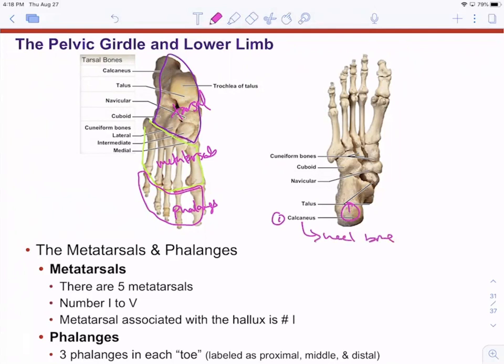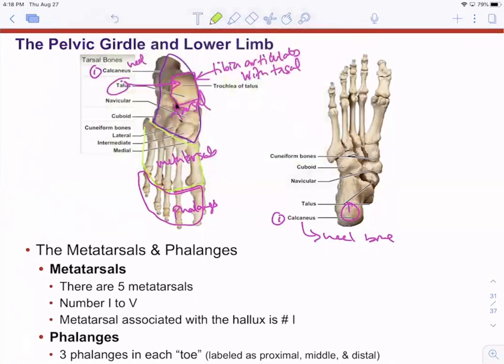And then what sits on top of this? This is kind of showing you the bottom view. Let's look at the top view. So calcaneus is your heel. And then the talus actually is this bone right here. And the tibia articulates with the talus. So it basically sits on the talus bone, the tibia and talus.